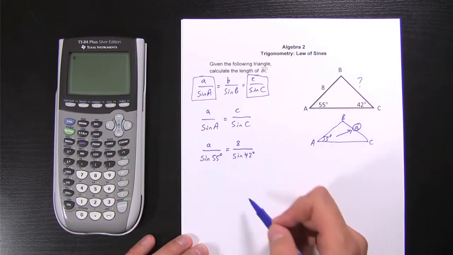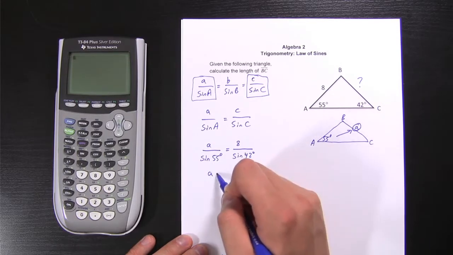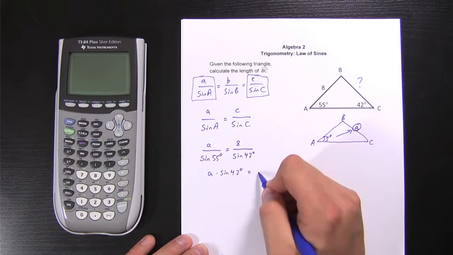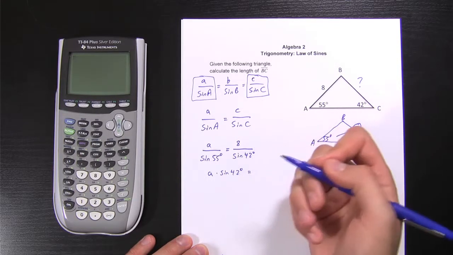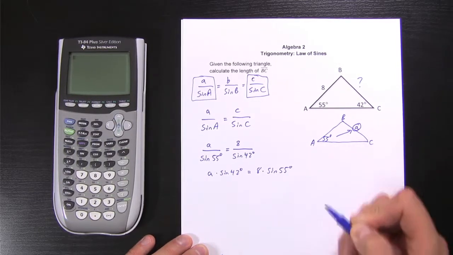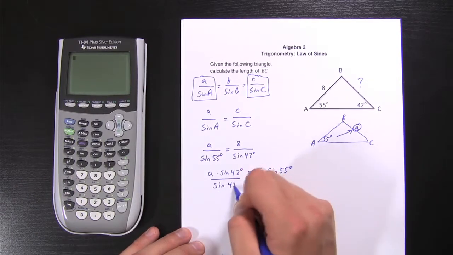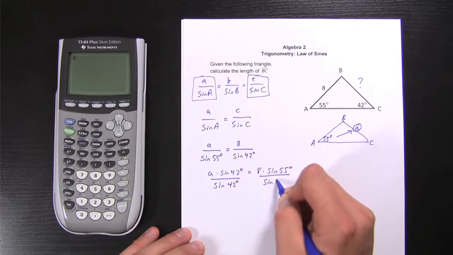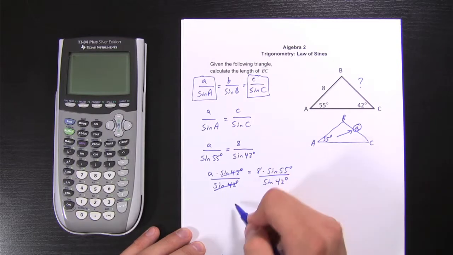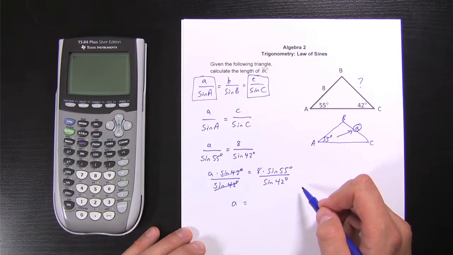I personally like cross multiplication here. So what I'm going to do is cross multiply: a times the sine of 42, and I'm going to set that equal to the sine of 55 times 8, or 8 times the sine of 55 degrees. It means the same thing. And then, of course, to get a by itself, we're going to divide by the sine of 42 degrees. Alright, isn't this awesome? You are getting it done. Okay, so a is going to be equal to whatever the result is from this calculation.